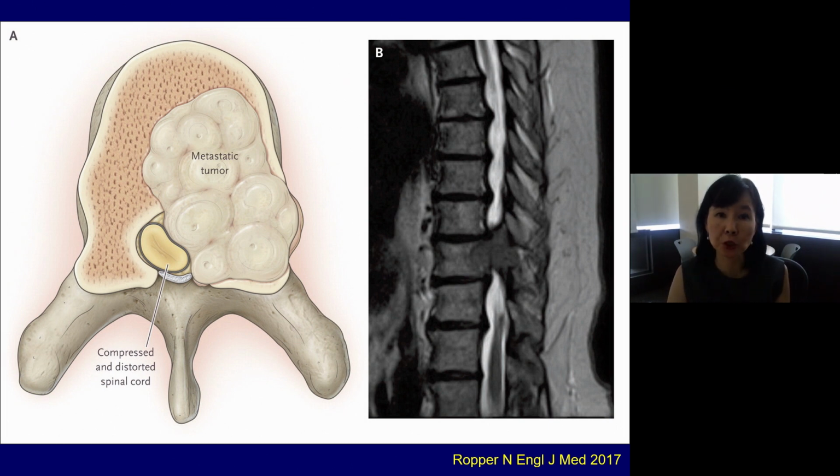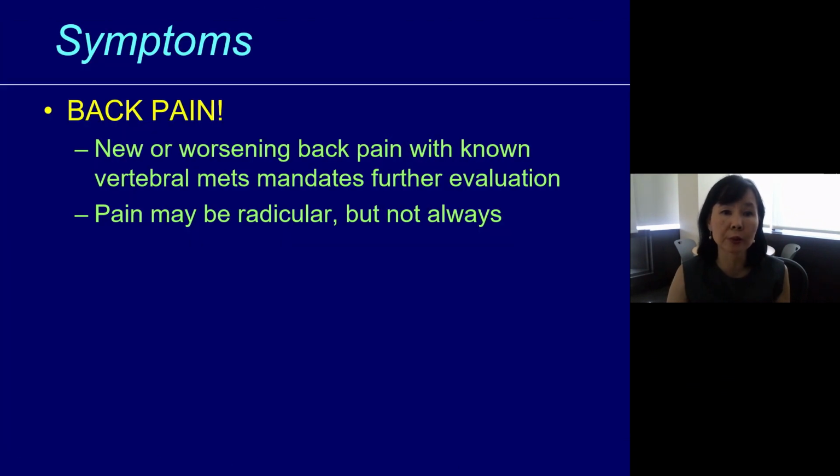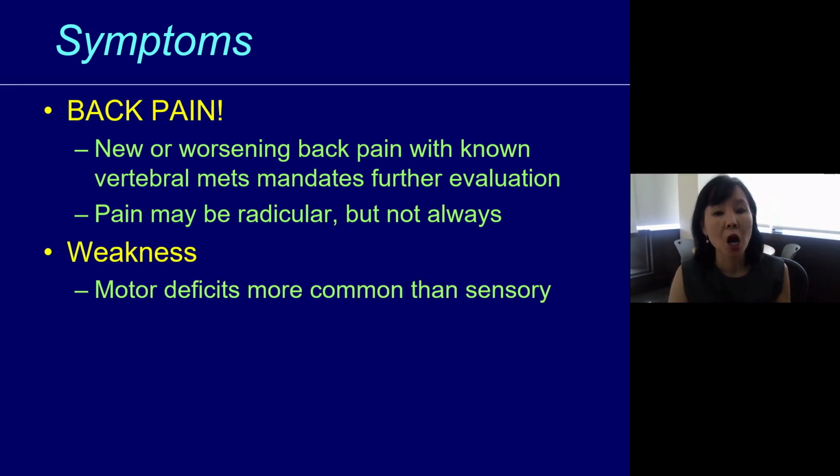Here's both a picture in terms of a diagram and then also an MRI, as you can see, examples of tumor that's beginning in the vertebra and then growing into the cord. And so, as I said before, new or worsening back pain with known vertebral mets always needs to be evaluated. The pain can be radicular, but it isn't always.